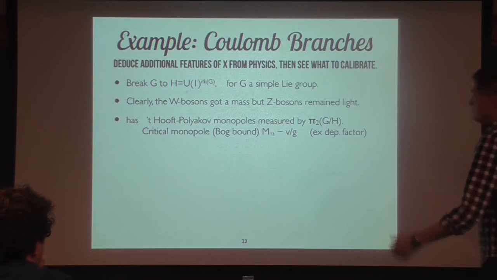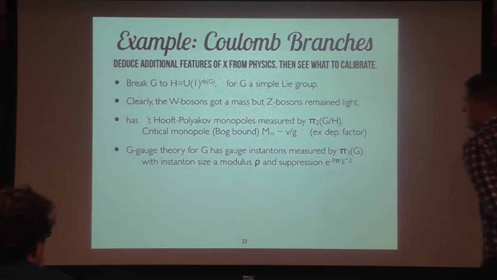So if I just break G to U1 to the rank G, for G a simple Lie group, well, the W bosons, of course, get a mass, but the Z bosons remain massless. We've got to talk about how to do this geometrically. And in particular, you have 't Hooft-Polyakov monopoles that are measured by pi2 of G mod H, and the critical monopole, the one that satisfies the Bogomolny bound, the dependence of the monopole mass on the Higgs value and the gauge coupling goes like v over g.